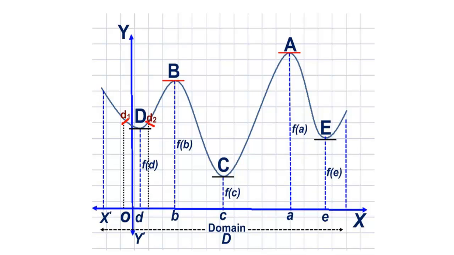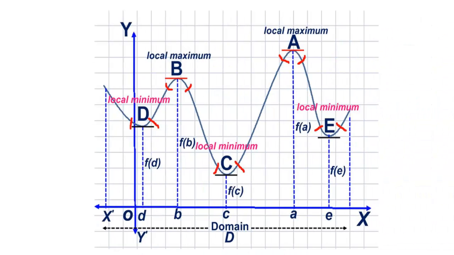Therefore, we can say that if we consider this interval, the point A is the local maximum point and f of A is the local maximum value. Similarly, take the point P, this is the local maximum in this interval. Then, if we take the point D, D is the local minimum point in this interval and f of D is the local minimum value.